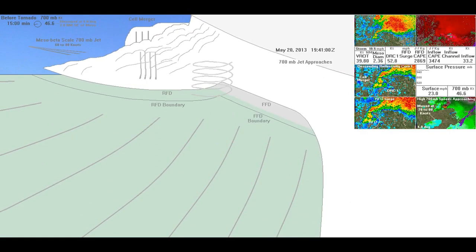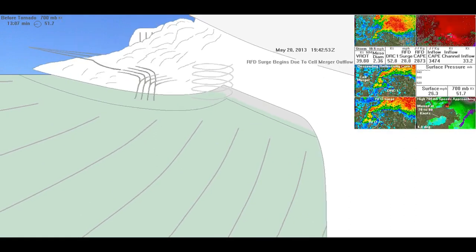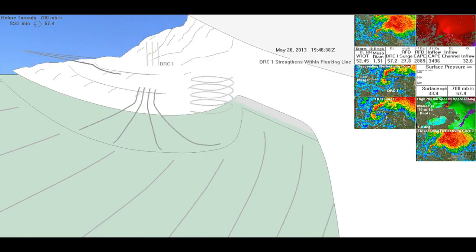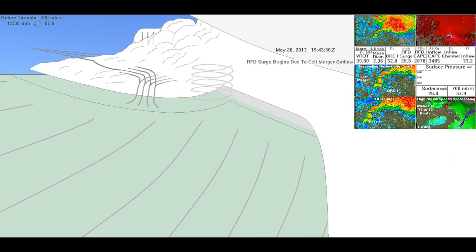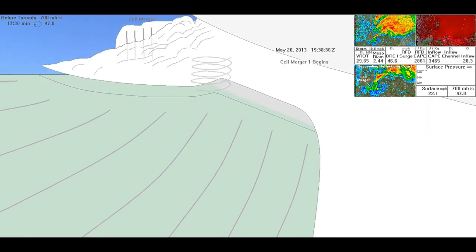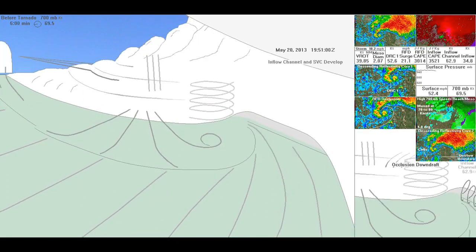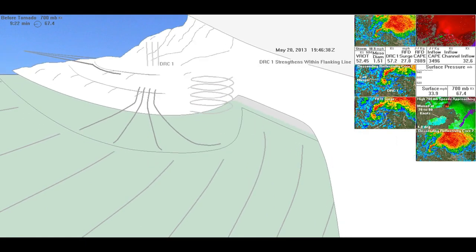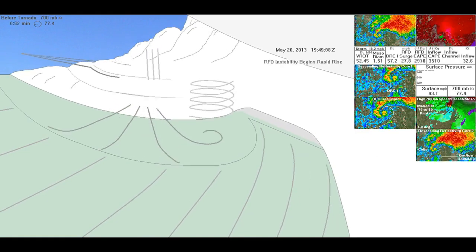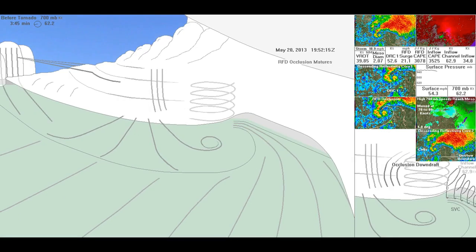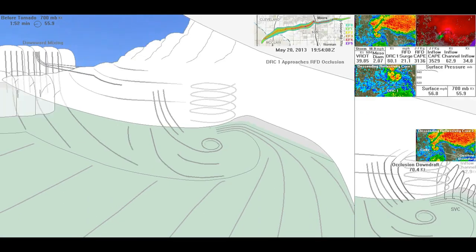And the outflow from those cells surges underneath the Moore flanking line and then creates this surge that goes underneath the mesocyclone. We call this the rear flank downdraft surge. It comes from the cell merger. And the RFD surge, these generally precede tornadoes. And so another thing I want you to notice is that the surge goes toward the area to the right of the mesocyclone there, and it creates this corridor where winds are channeled. This channeling is called the inflow channel.